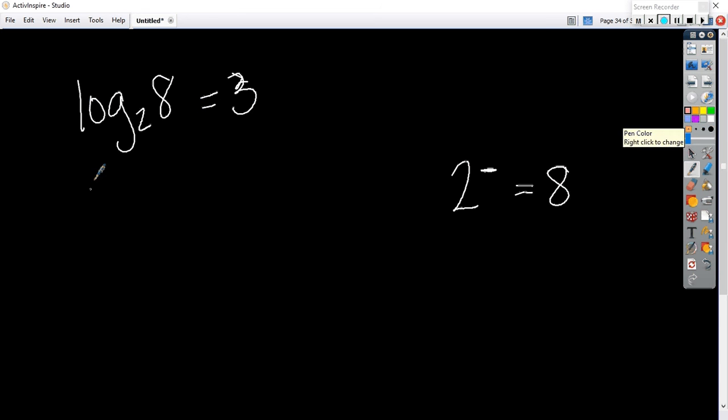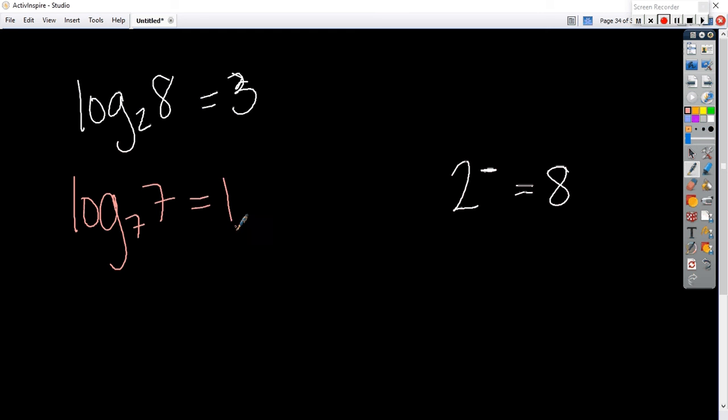How about 1? Why? 7 to the first power is 7. God, you got it too quick. Nobody ever gets that one first. All right, 0. You're right. Because anything to the 0th power is 1.